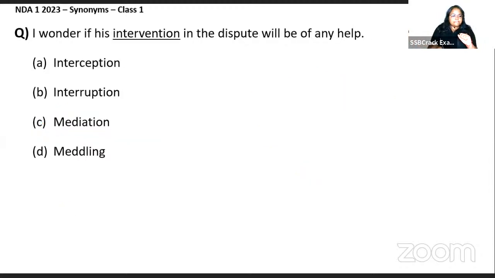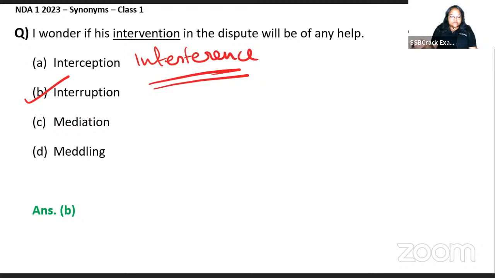Chalo, next one. Option B. Very good. Yes, absolutely. So option B is the correct answer. Intervention means interference or interruption. Interference is also a meaning. Okay? Somebody is interrupting or interfering, that is also intervening. So intervention, same thing. So option B is the right answer.